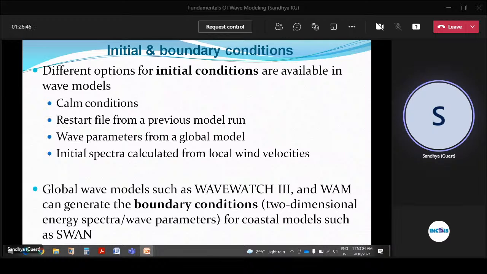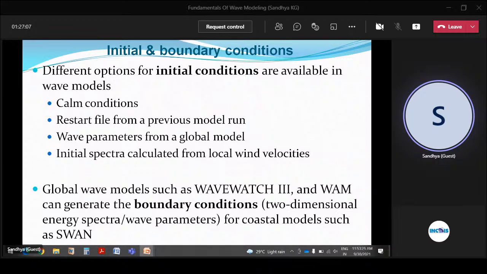Now another option is the restart file from a previous model run. This is what most of the operational agencies like INCOIS do. We run the wave models on a daily basis, routinely. We generate the restart files and store them for the next day's model run. And every day the model run is from a restart file.